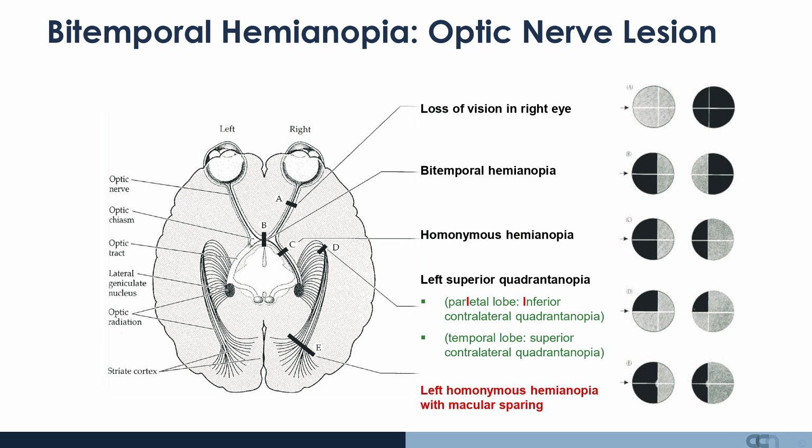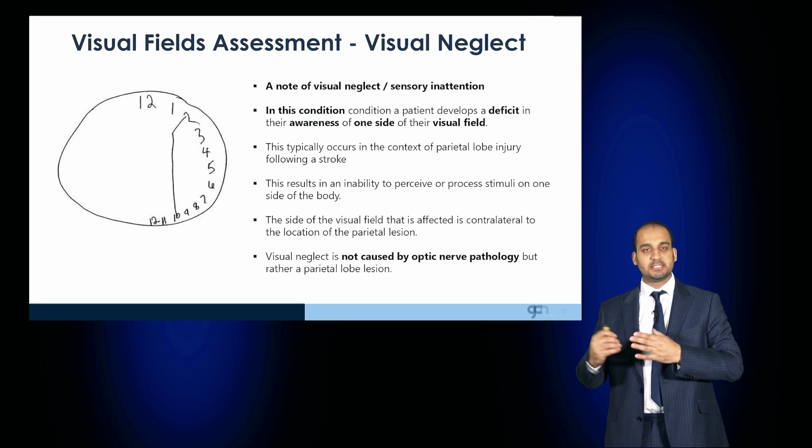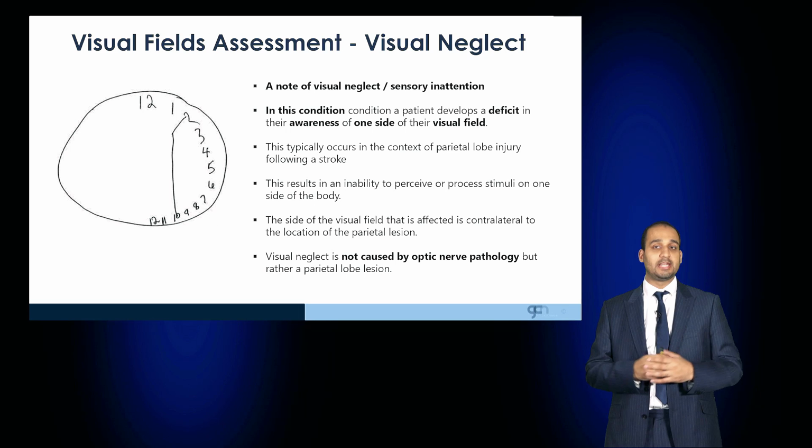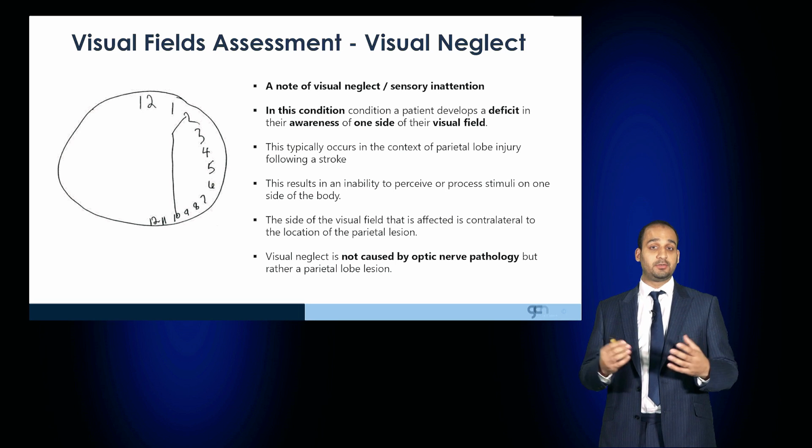At the optic nerve, a complete loss; at the optic chiasm, a bitemporal hemianopia; at the optic tract, a contralateral homonymous hemianopia; at the optic radiation, a contralateral homonymous quadrantanopia, either inferior with parietal lobe lesions or superior with temporal lobe lesions. And in the visual cortex and the striate cortex, you would expect a contralateral homonymous hemianopia with macular sparing. As well as these specific visual field defects, also assess for visual neglect or sensory inattention.